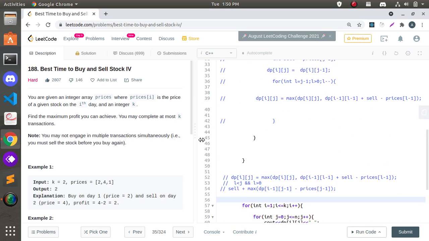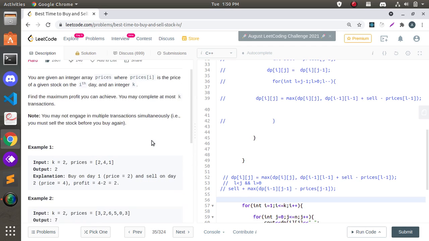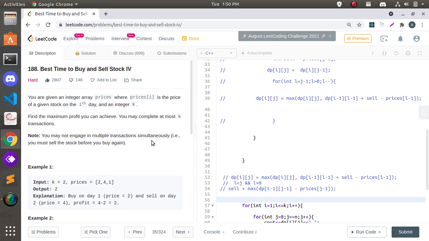So that's it for today. Next day we will start with some other problems, mainly on dp hard problems.